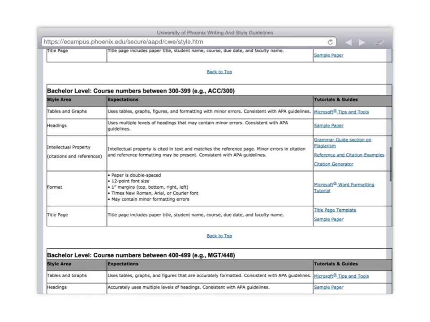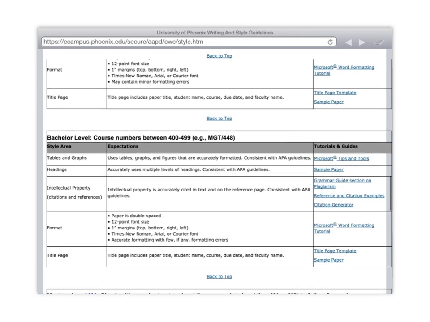300 and 400 level courses are where most of your criminal justice courses are going to fall. It says that you use tables, graphs, and figures consistent with APA guidelines. If you're going to include a table or graph, make it consistent with APA. I'm going to step right out right now and say that you probably don't need to use tables or graphs in any of your papers, but you're welcome to. If you do, make sure they're formatted in APA.